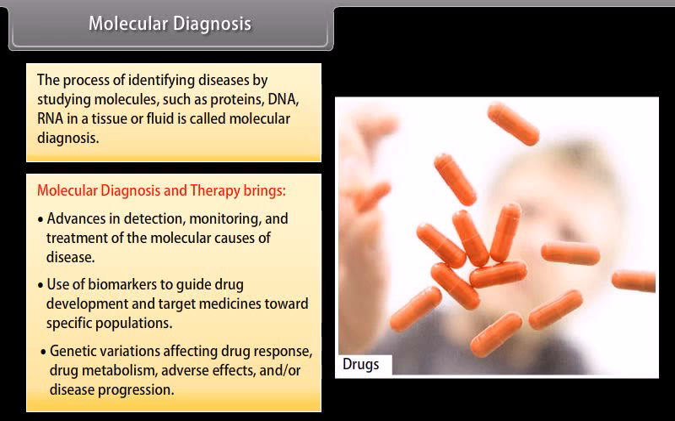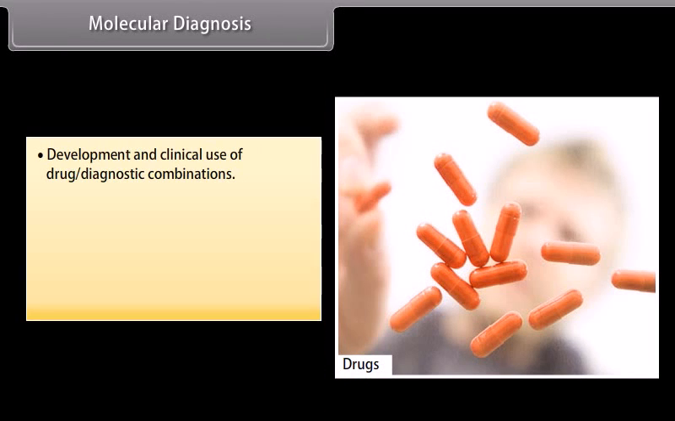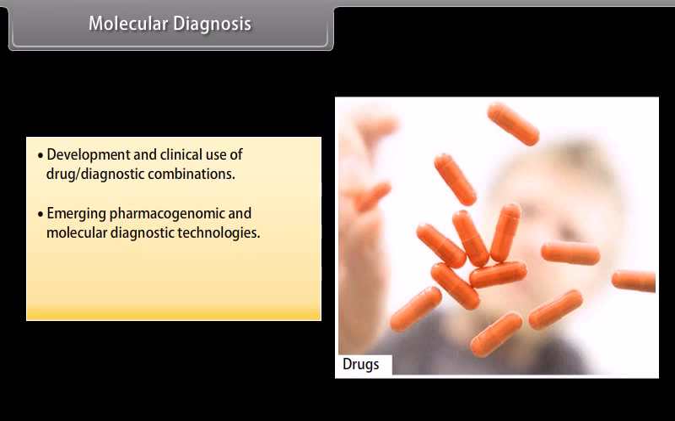Genetic variations affecting drug response, drug metabolism, adverse effects, and/or disease progression. Development and clinical use of drug diagnostic combinations. Emerging pharmacogenomic and molecular diagnostic technologies. Regulatory issues in diagnostics and personalized medicine.